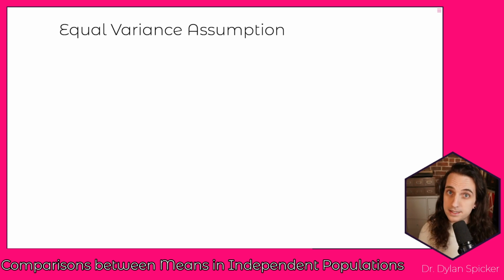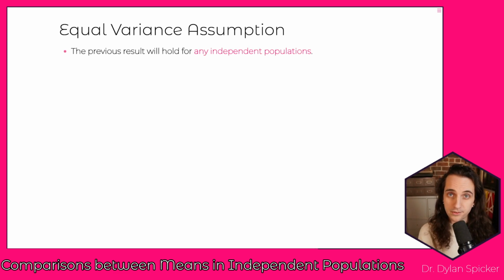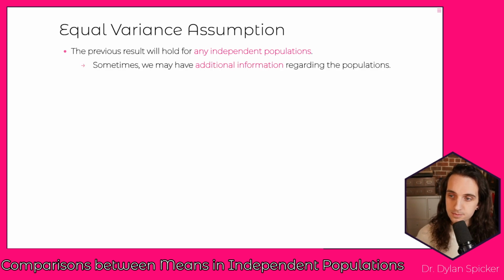Now, in this case, we've been working through the most general of the assumptions, which is just that we have these two populations. They're not related to one another. They remain independent. Sometimes we're going to be willing to make a further assumption, and specifically, we're going to be thinking about making the assumption that we have equal variances between the two populations. So the previous results are going to hold for any two independent populations, but if we have additional information, it might be useful to take that into account.